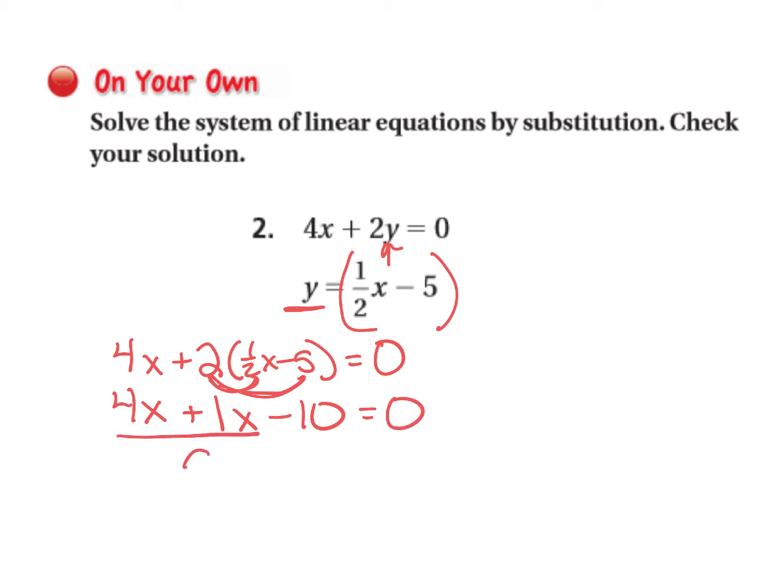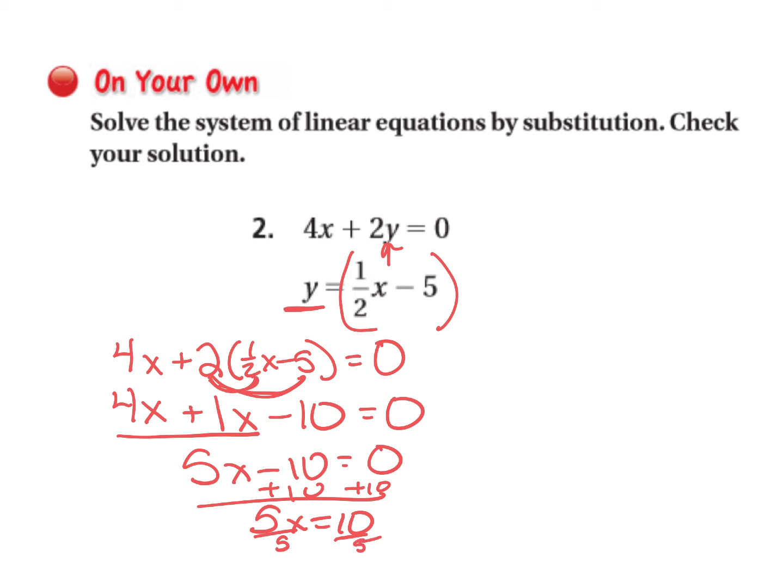4x plus 1x is 5x, minus 10 equals 0. I'm going to add the 10. So I get 5x equals 10. I'm going to divide by 5. So x equals 2. Now I'm going to plug it back in. So x equals 2. I'm going to make this times 2. So what's half of 2? 1, minus 5. y equals negative 4.